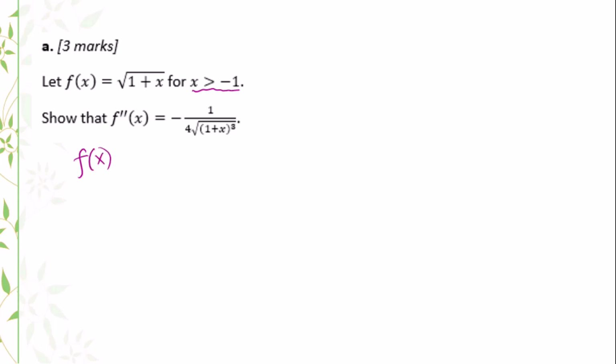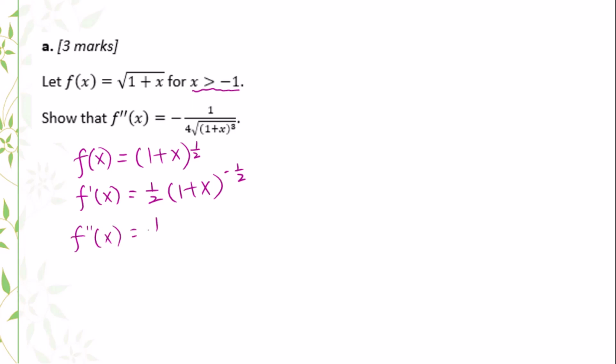For f of x, we need to change it into exponential form, (1 plus x) to the 1/2 power. F prime of x, using the power rule, is 1/2 times (1 plus x) to the 1/2 minus 1, which is -1/2 power. F double prime of x equals, power rule again, 1/2 times -1/2, times (1 plus x) to the -1/2 minus 1, which equals -3/2.